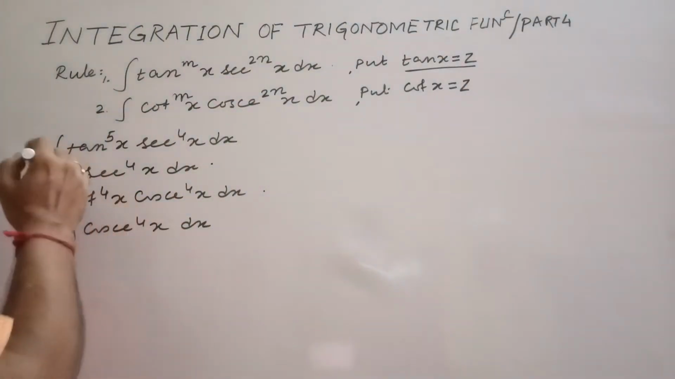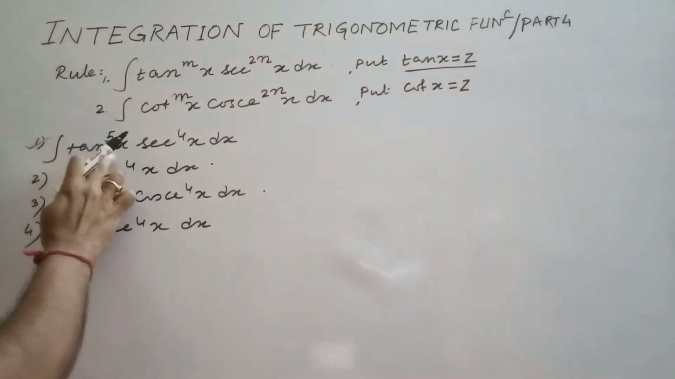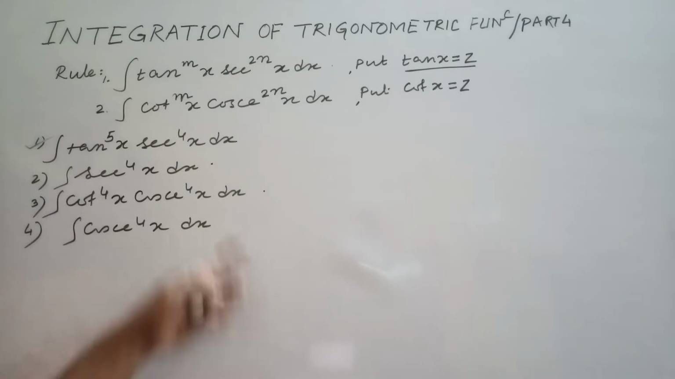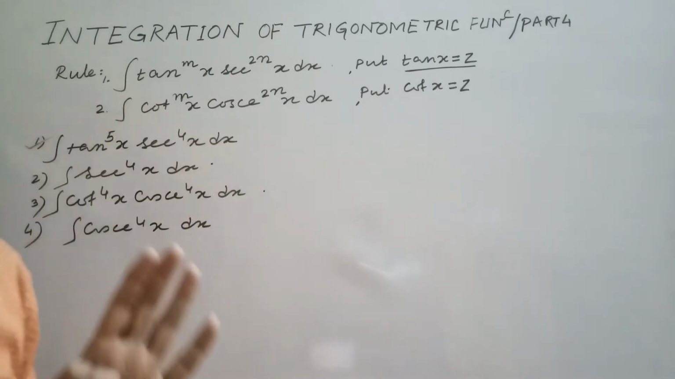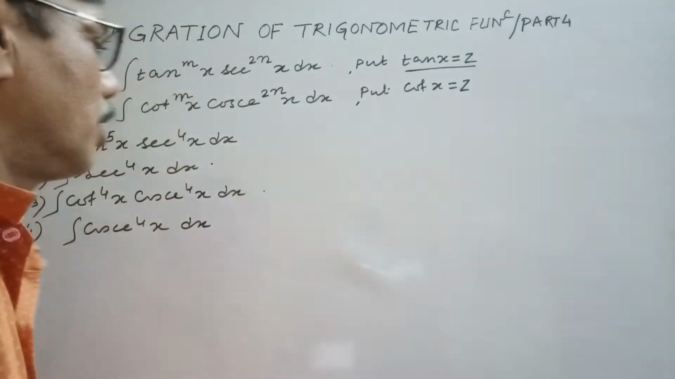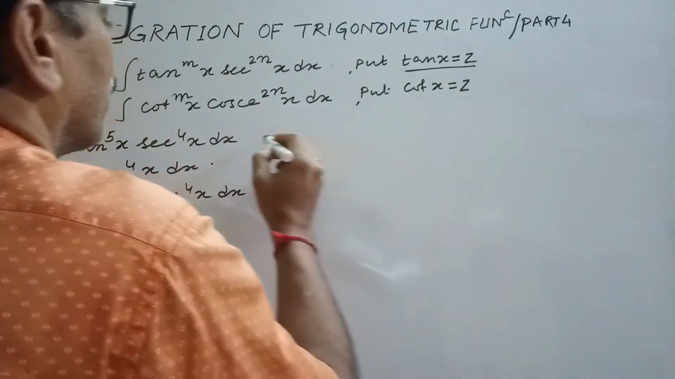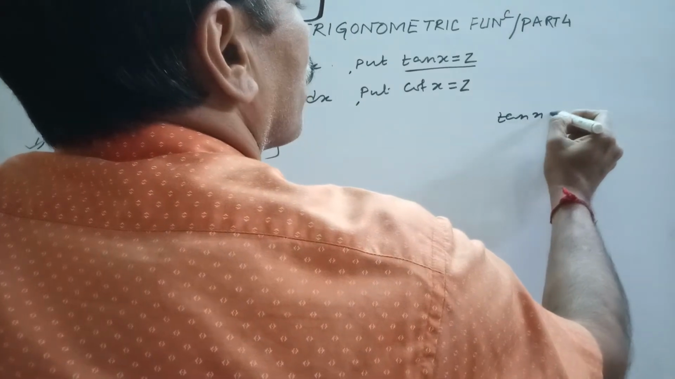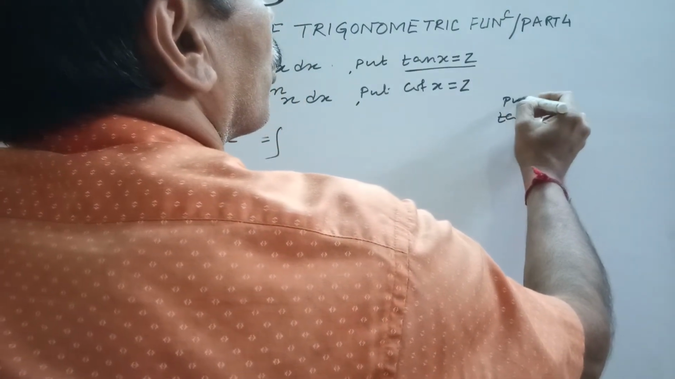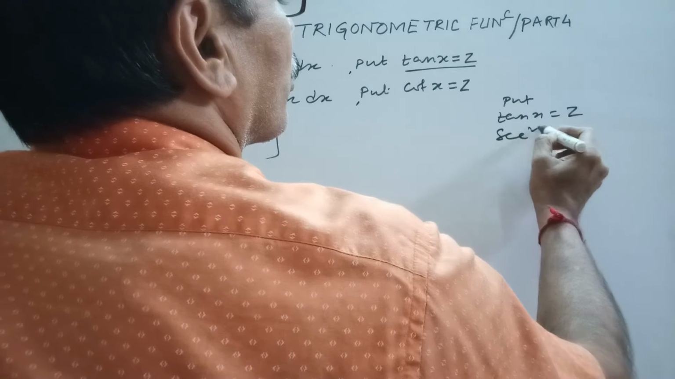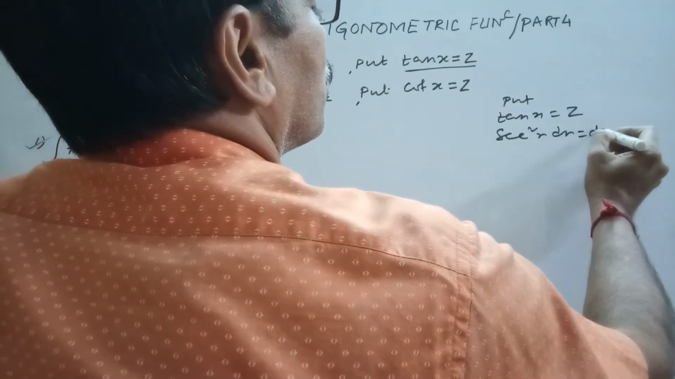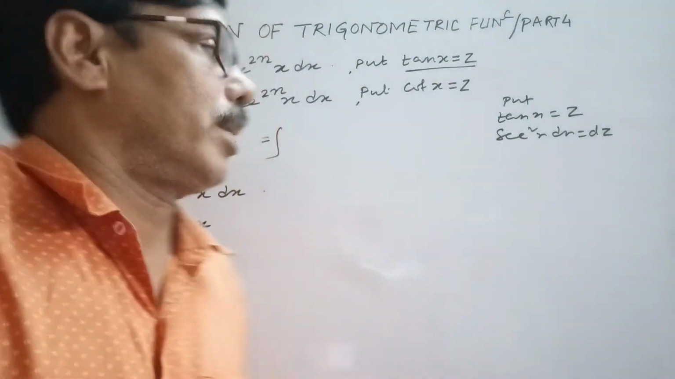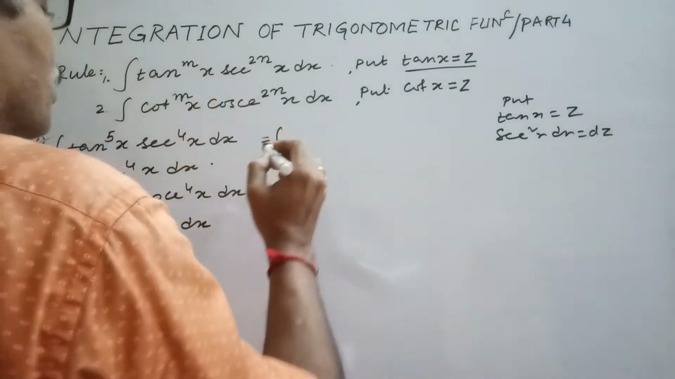So, application: integration of tan to the power n x sec to the power 4x dx. So the power of sec is even. So the transformation is tan x equals z. So put tan x equals z. So sec square x dx equals dz. So one sec square x is equal to dz.